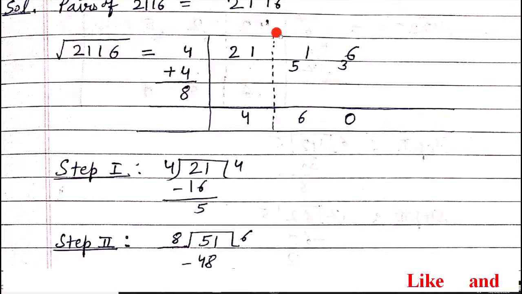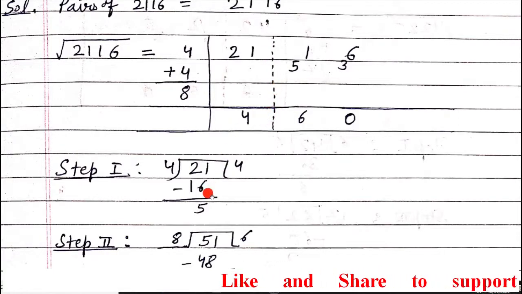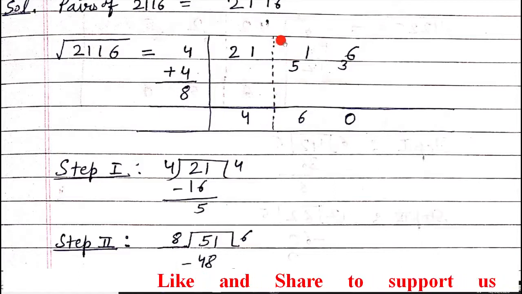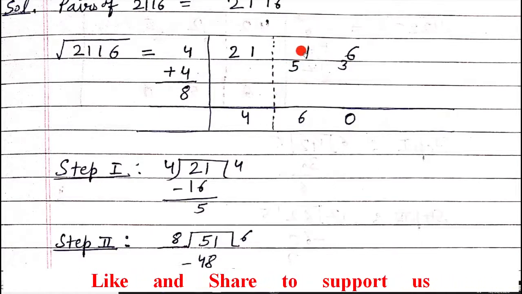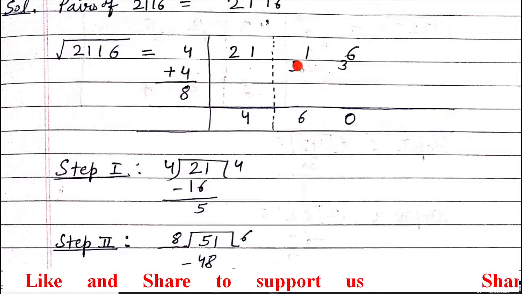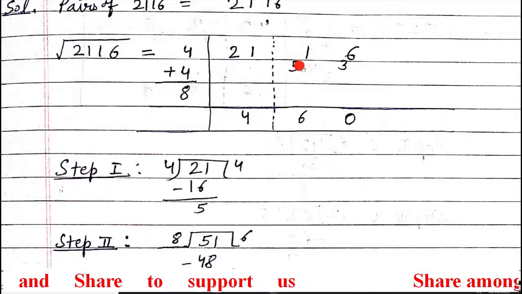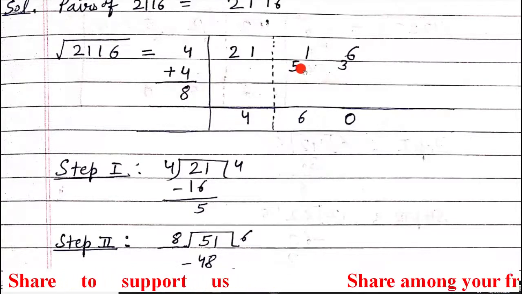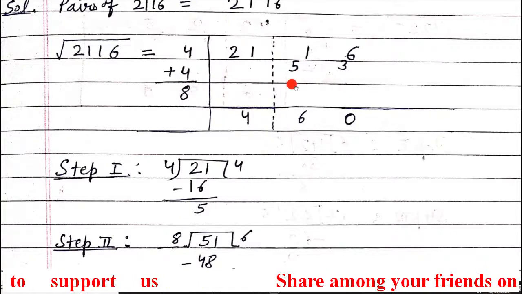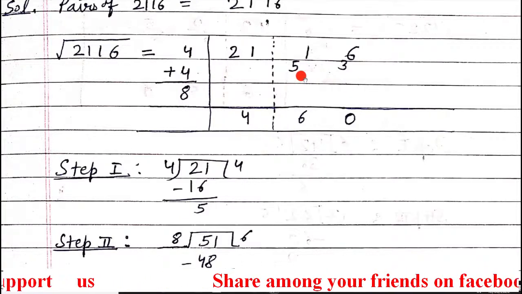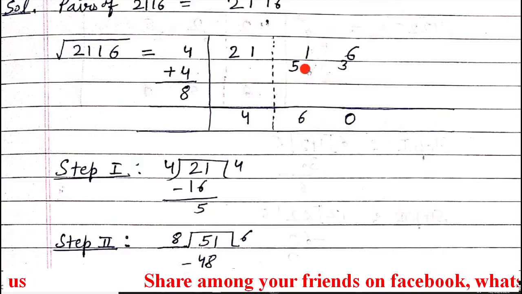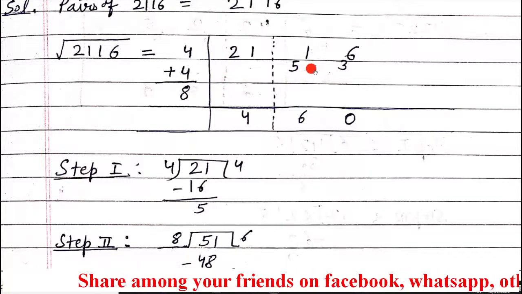Draw a dotted line here; I will tell you why we are doing this. Then write the remainder 5 near the 1, to the left side and down side of the 1. Now 51 is your next dividend. It behaves like the Dvajang method, but in this the improved dividend we don't have to find, except that it is the same as the Dvajang method.